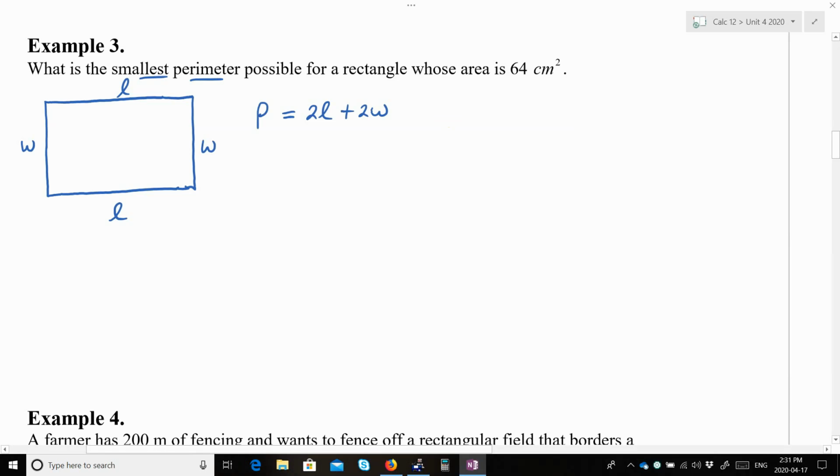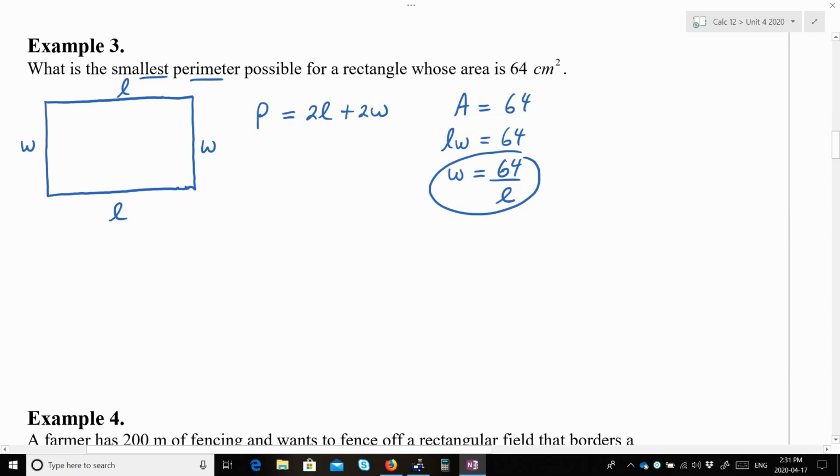Okay, so we want to minimize the perimeter of this rectangle, and we know that the area of this rectangle is 64 centimeters squared, and the area of a rectangle is length times width. Okay, and so this is how we can get another formula involving L and W. So we could solve for L or we could solve for W. I solved for W. W is 64 over L.